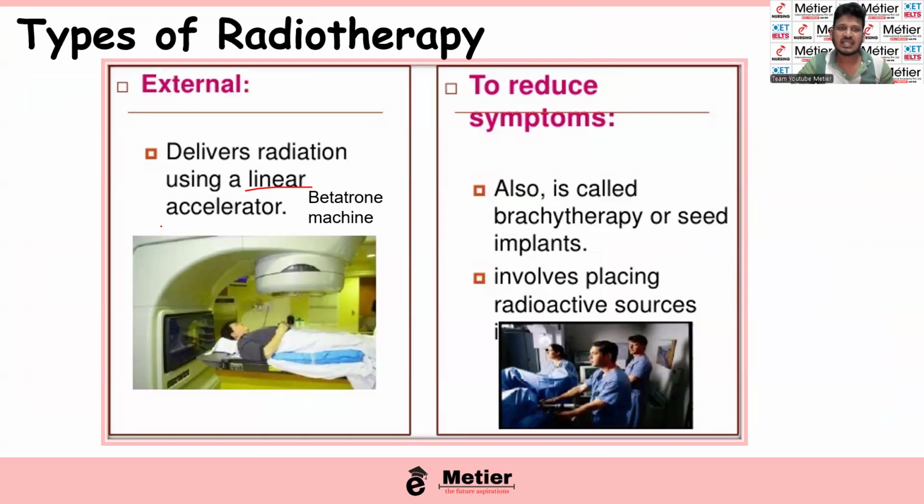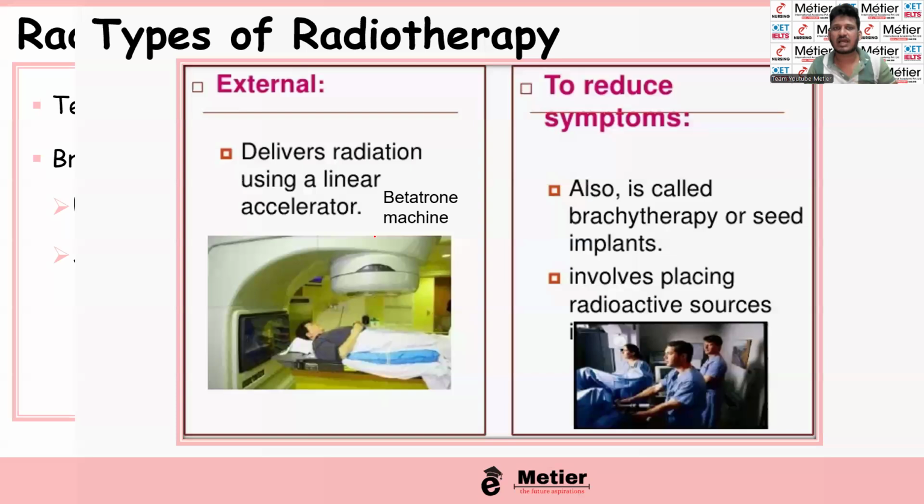There are 2 names for this machine. The first one is linear accelerator machine. This is the name of the machine, linear accelerator. It is also called Betatron machine. In the exam, you can get options like linear accelerator machine or Betatron machine. So both are correct, linear accelerator or Betatron. Both are external radiation machines which are used in teletherapy.